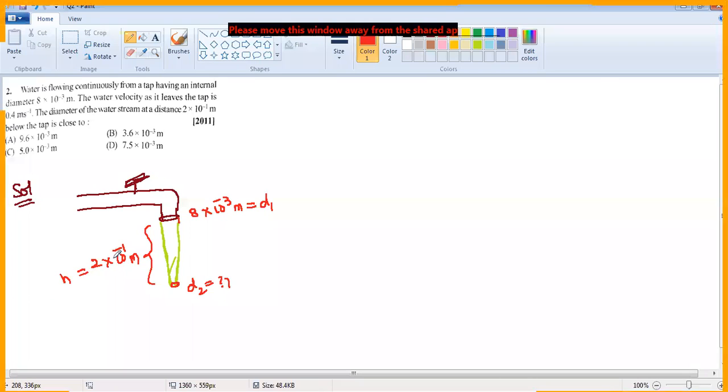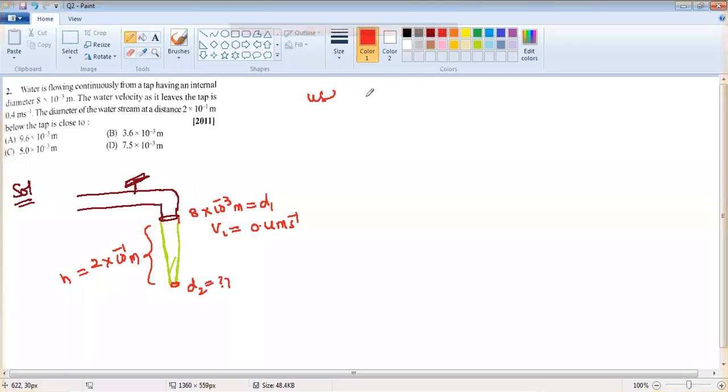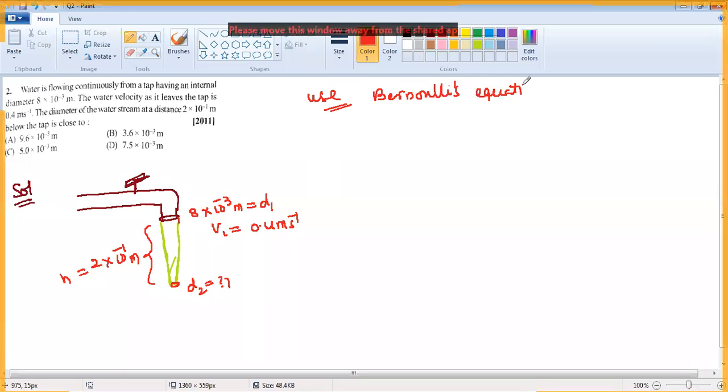Bernoulli's theorem. The diameter of the water stream at a distance. Here the speed is given as v1 equals 0.4 meters per second. Now you can use Bernoulli's principle. Now use the Bernoulli's equation. So what does Bernoulli's equation give us? The pressure P1 plus potential energy per unit volume plus kinetic energy per unit volume remains constant.